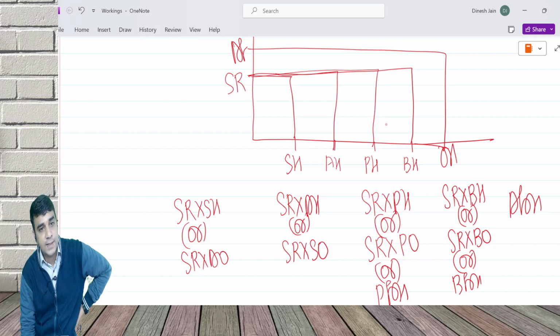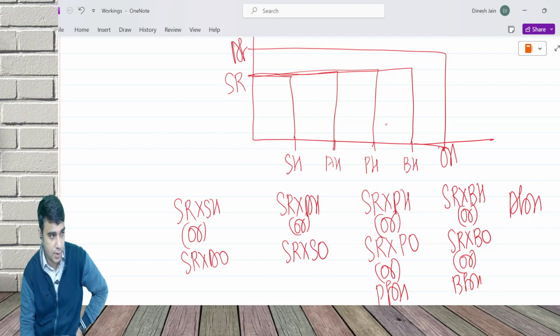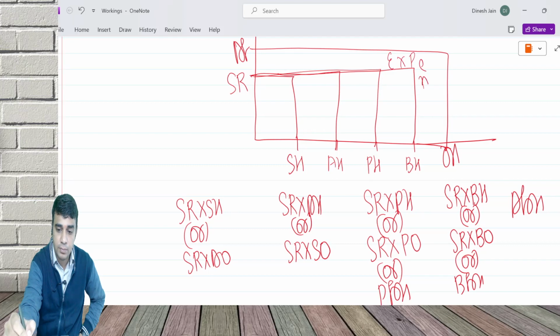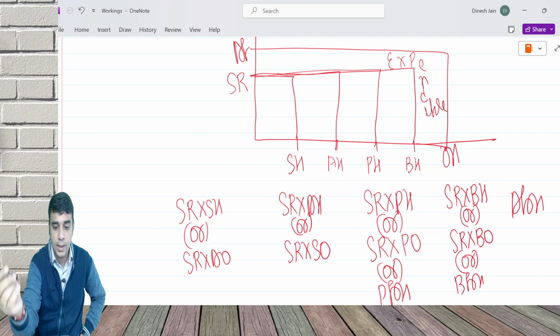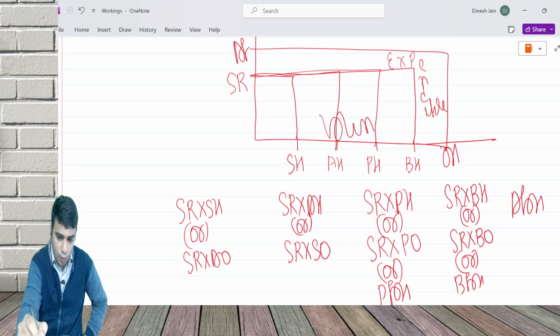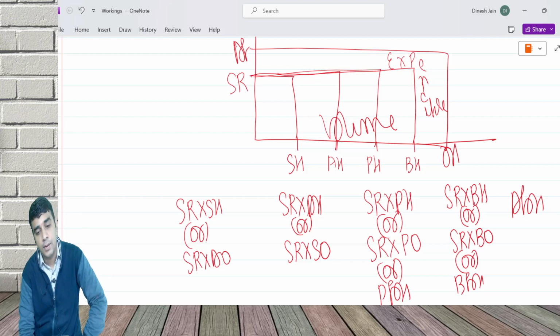What is PH and all? Explanation will come in some time. This AFOH alone, I'll have to write it like this. I can add it as AF into AH, but then it will complicate the chart. The outer part is called expenditure. All three put together is called volume.